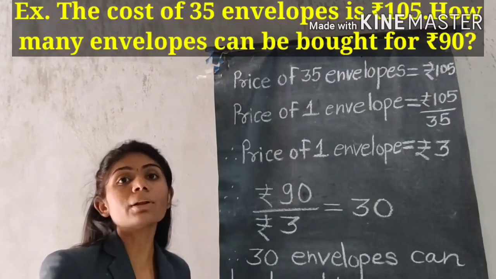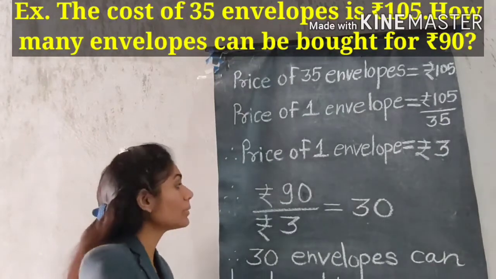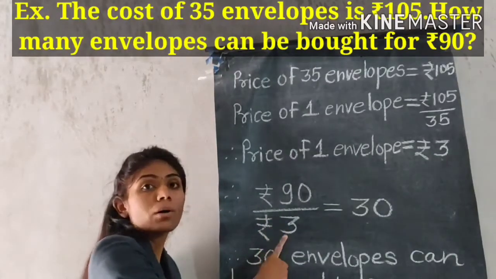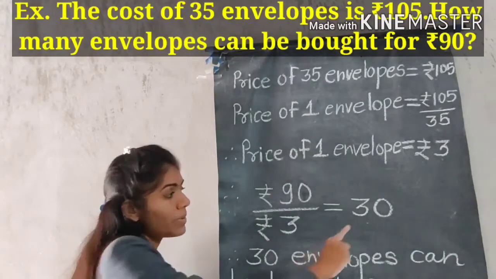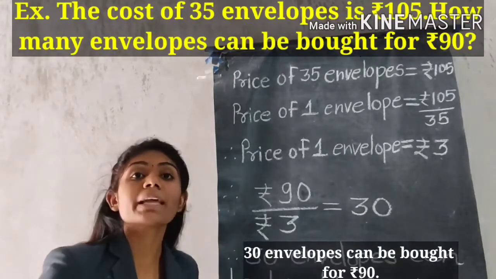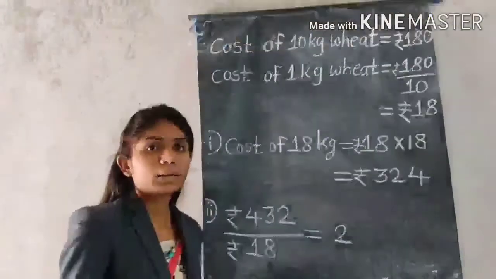So how many envelopes can we purchase for rupees 90? To find it, we will divide 90 upon the price of one envelope. So we will get the answer 30. So 30 envelopes can be purchased for rupees 90.